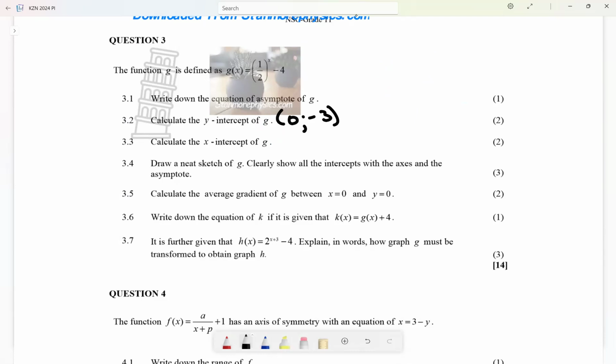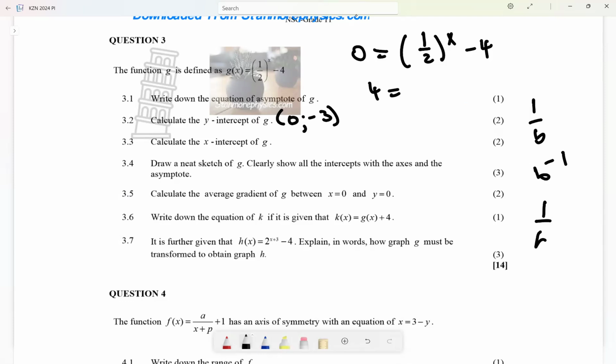Another part, calculate the x-intercept. Remember, for the x-intercept, you let y equal to 0. Remember, g of x is the same as y. So you can say 0 is equal to 1 divided by 2 to the power of x, minus 4. Take 4 to the other side. Remember, if you have 1 divided by b, it is the same as b to the power of negative 1. Or if you have 1 divided by b squared, it is the same as b to the power of negative 2.